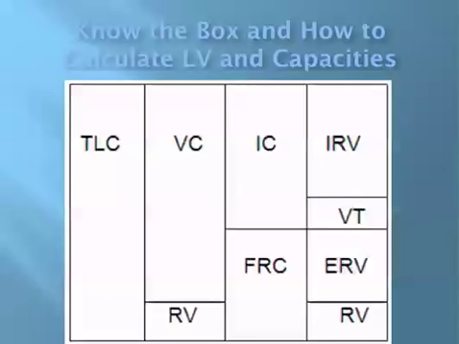Make sure you know this box. Make sure you know it. You need to know it well. Okay? If you know this box, you can figure out anything. I'm going to be showing you an example of that. You will see several questions that say, if your tidal volume is this and your IRV is this, what's your IC? Or if your RV is this and your FRC is this, what's your ERV? If you know this box and you know it well, you can figure out any of those. Okay, so make sure you spend some time here.